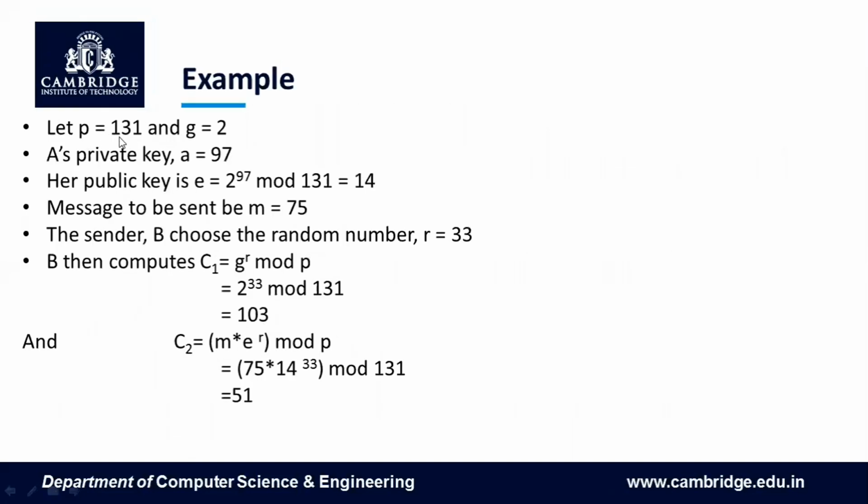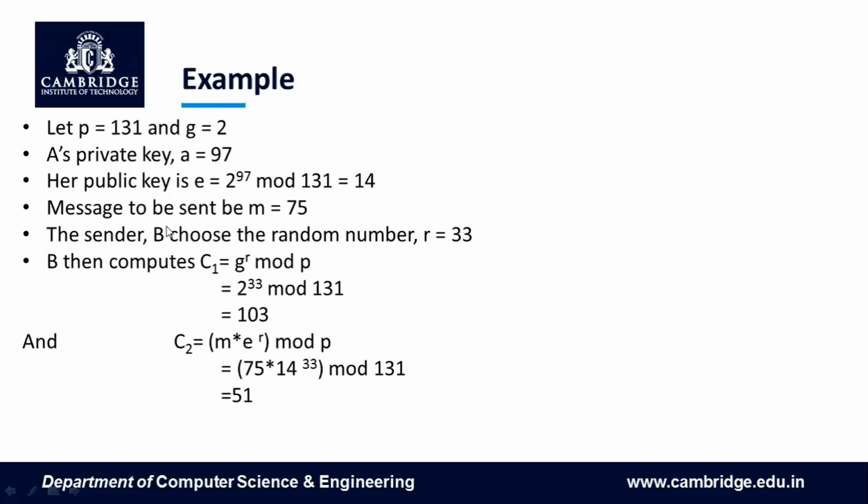Let us take P equals 131 and G equals 2, which is a generator of 131. And the first step is A's private key should be chosen, such that we have taken A equals 97. The corresponding public key is 2 to the power of 97 mod 131 equals 14. How did we get it? With the help of the square and multiply method, we can solve this problem and obtain the remainder after performing mod 131. We have got it as 14, and the message to be sent is 75.